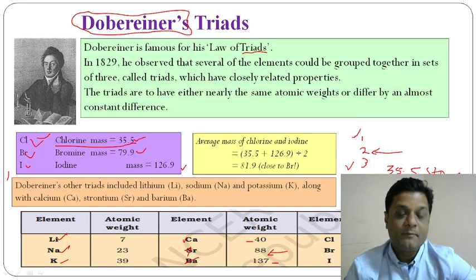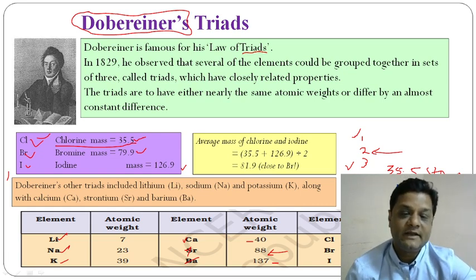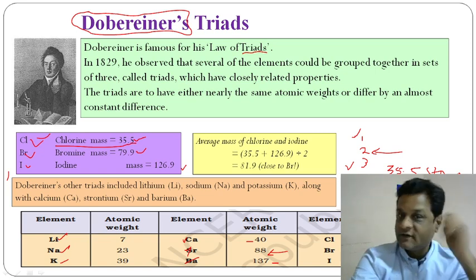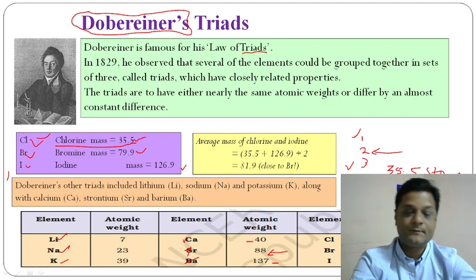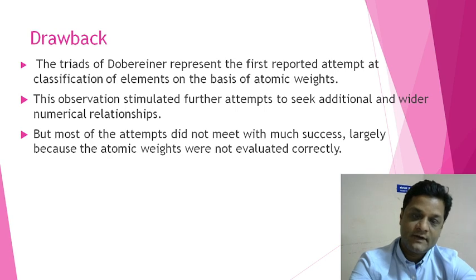So that is how he made different groups, three groups of all the elements, and he placed them into the tabular form. So that is called Dobereiner's law of triads. Okay, but it has some drawbacks. He was not able to arrange all the elements. That was just some drawbacks.